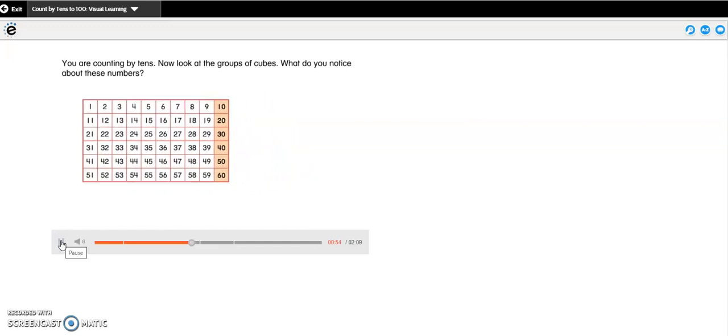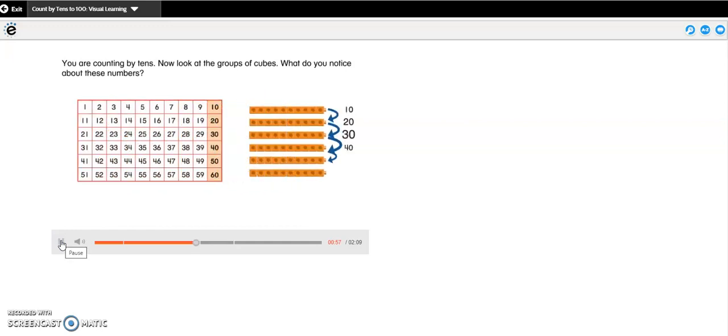Now look at the groups of cubes. What do you notice about these numbers? Okay, so let's look at these numbers. 10, 20, 30, 40, 50, and 60. Wow, they're the same numbers as in this column. These cube trains each represent a 10, and we can double check and count how many cubes are in each train. 1, 2, 3, 4, 5, 6, 7, 8, 9, 10.